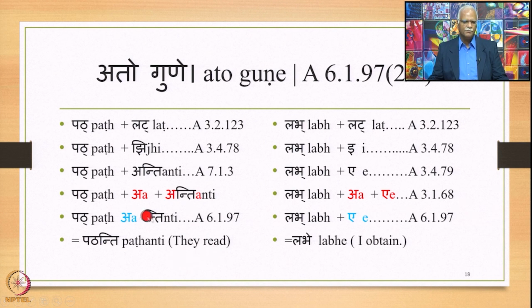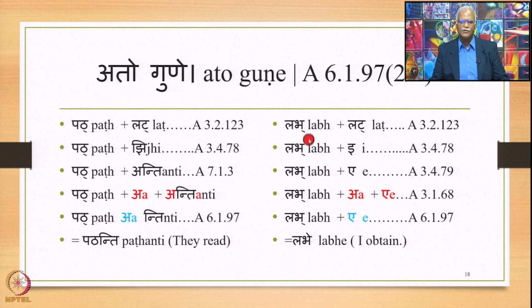So here we have a plus a, and both these, especially the latter one, can be termed as guna, to satisfy the condition for ato gune to apply. And pararupa sandhi takes place.